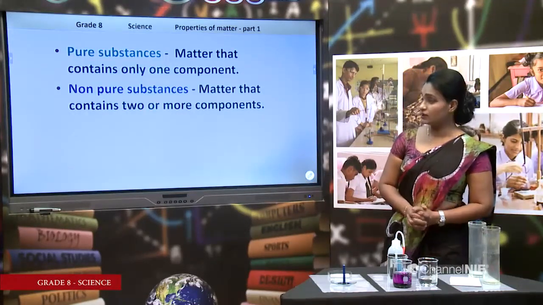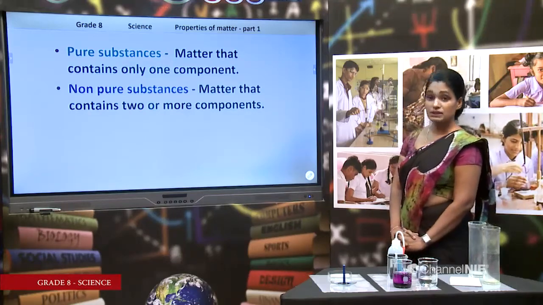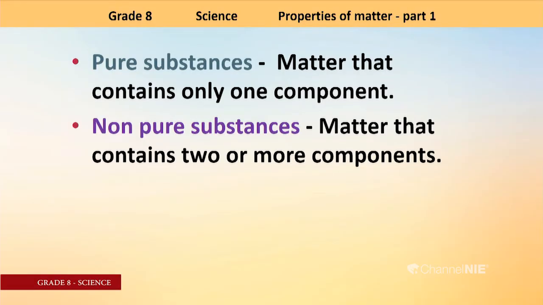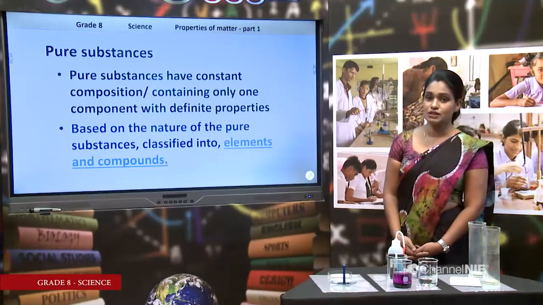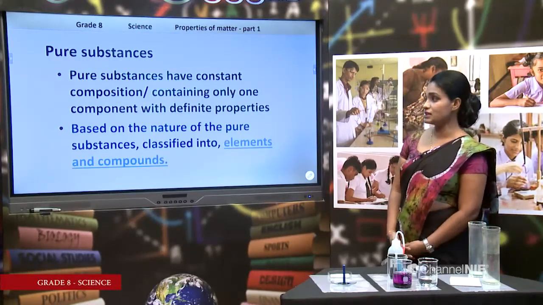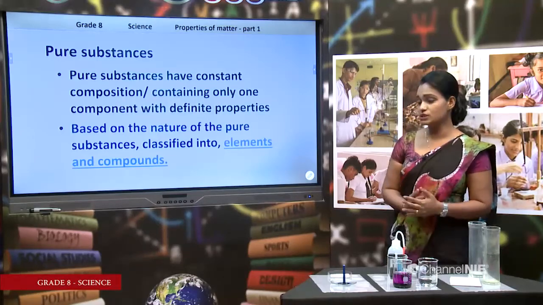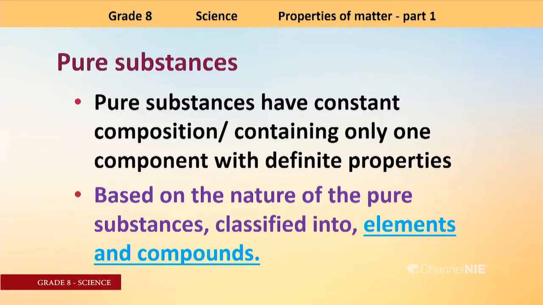Here you can see again, pure substances mean matter that contains only one component, and second thing, non-pure substances mean matter that contains two or more components. Then when talking about the pure substances, you have to know another thing, that is based on the nature of those pure substances, we can classify them into two. That is, you can see it in the blue color at last, elements and compounds. So, now you have to learn what are the elements and what are the compounds. Let us see.